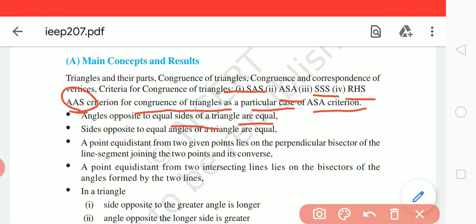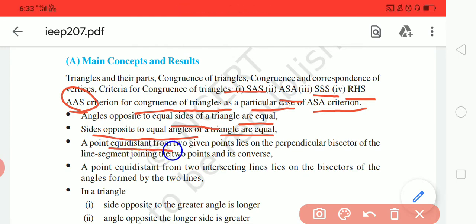This case is an isosceles triangle. Sides opposite to the equal angles of a triangle are equal. This is the vice versa of the previous point: if you are given two equal angles, then the opposite sides of the equal angles are also equal.